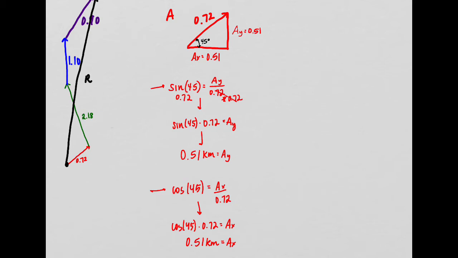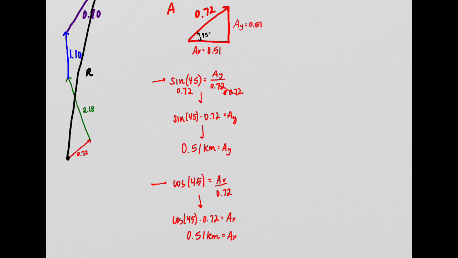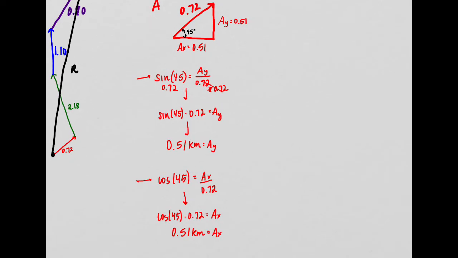Okay, so now I have my first horizontal and my first vertical components here. So now what I'm going to need to do is resolve B into its horizontal and vertical components.